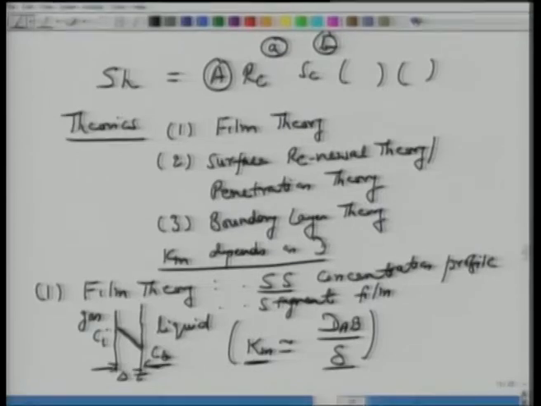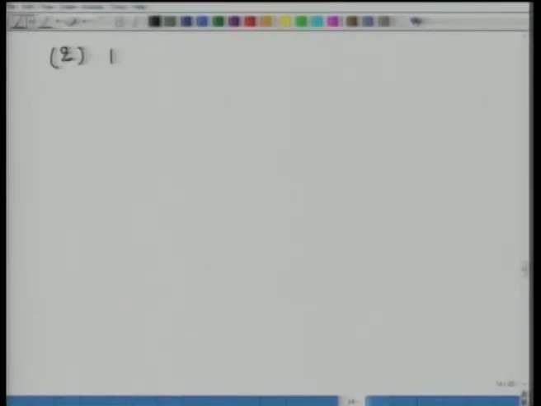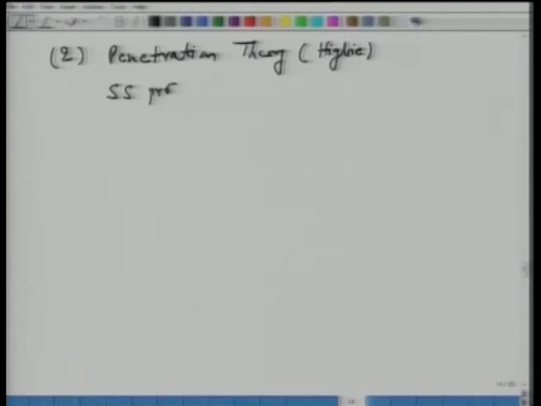Similarly, we have penetration theory. This was originally proposed by Higbie, and this penetration theory says that a steady state profile is not possible. This is in contrary to what we have in case of diffusion flux. So let's try to understand what the penetration theory says, which is different from the film theory.